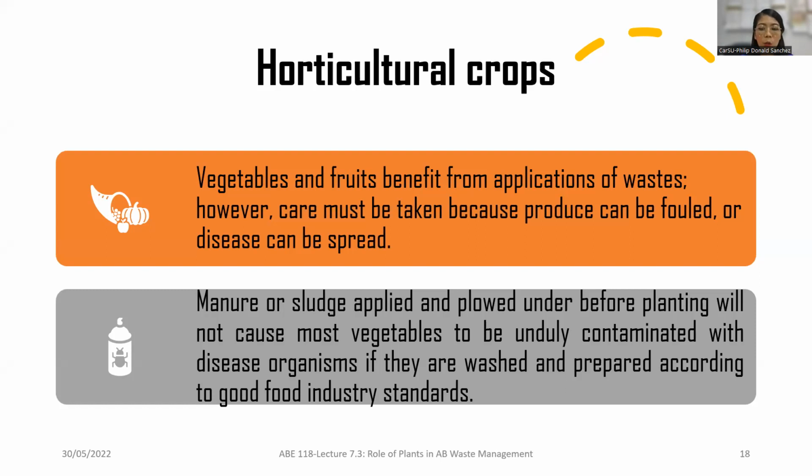So, vegetables and fruits benefit from application of waste, but disease can be spread. For example, surface application of waste to the soil around fruit trees will not cause either problem, but spray application of liquid waste could.